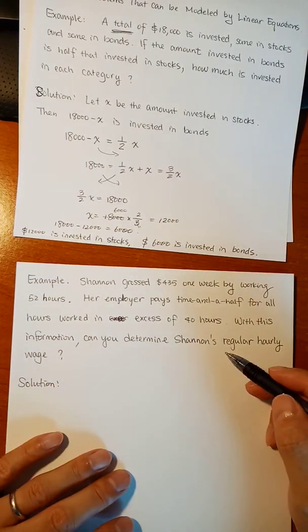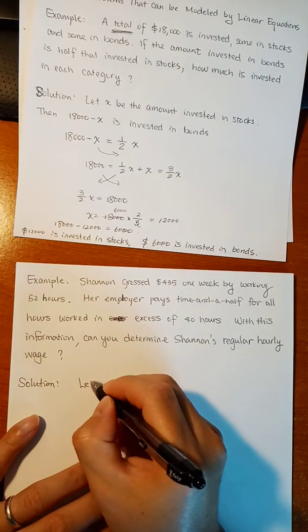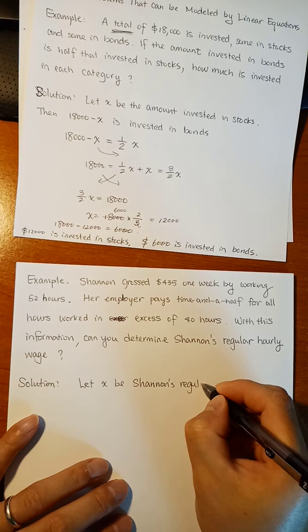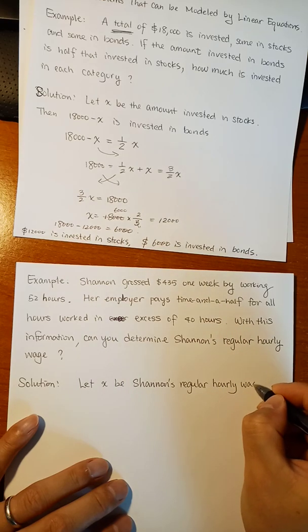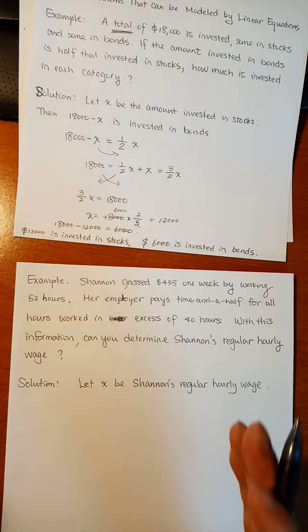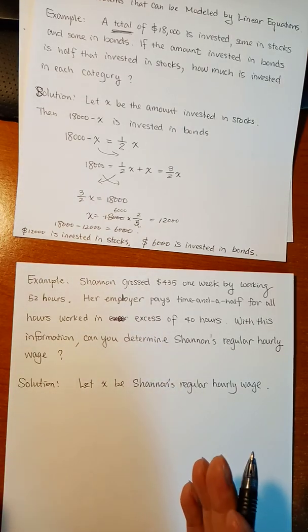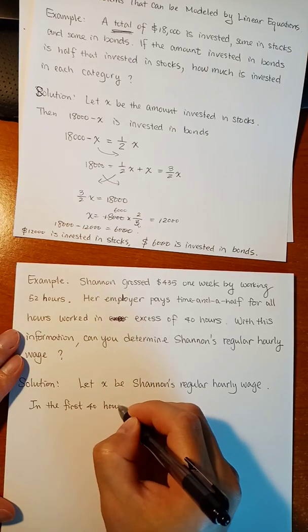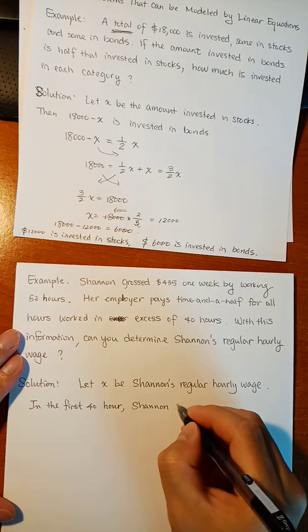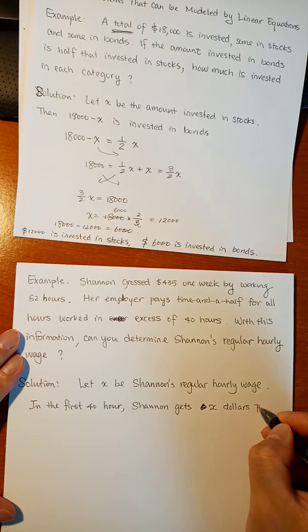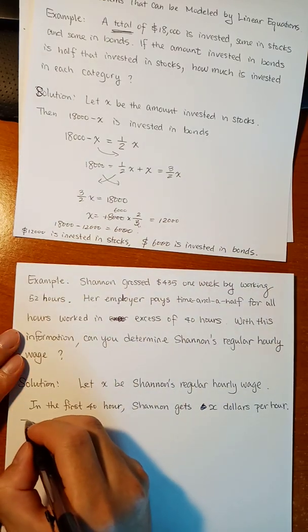Okay, so we want to look for Shannon's regular hourly wage. So let X be Shannon's regular hourly wage. This X means within 40 hours, she can earn X dollars per hour. So in other words, in the first 40 hours, Shannon gets X dollars per hour, right? X dollars per hour.